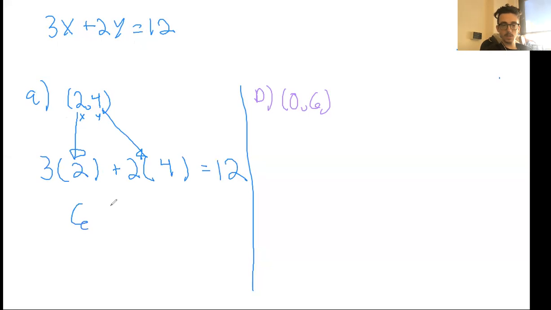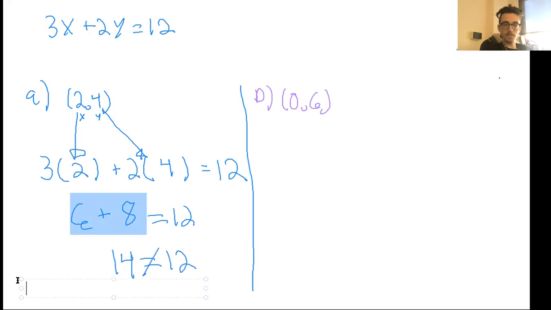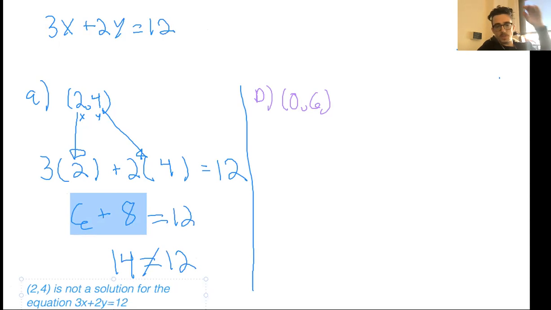3 times 2 is 6, 2 times 4 is 8. This should all equal 12, but is this left side really going to be equal to 12? Think about this. Hopefully you're saying no. 6 and 8 is going to get you 14. That does not equal 12. So collectively, we would say something to the effect of (2, 4) is not a solution for the line, or rather the equation 3x plus 2y equals 12. We could say something like that. So we would say it's not a solution.